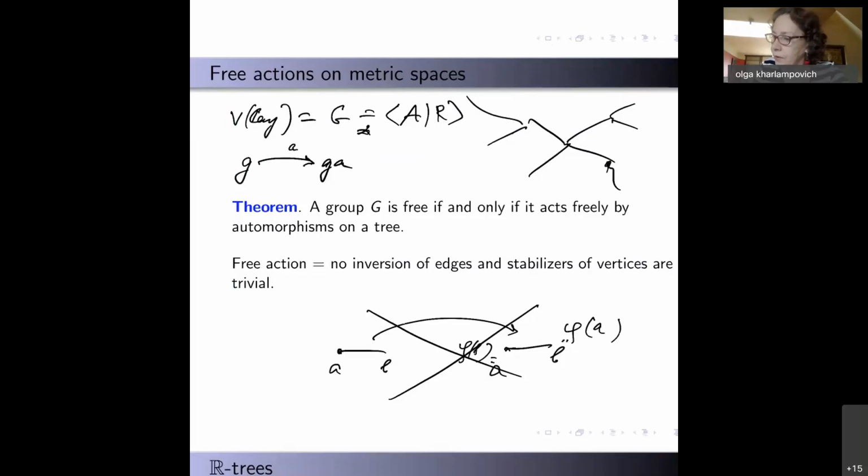and for any A in the generating set, if we read the edge in the opposite way, then we read A inverse.